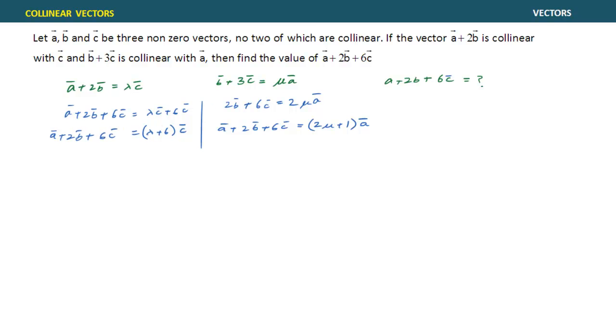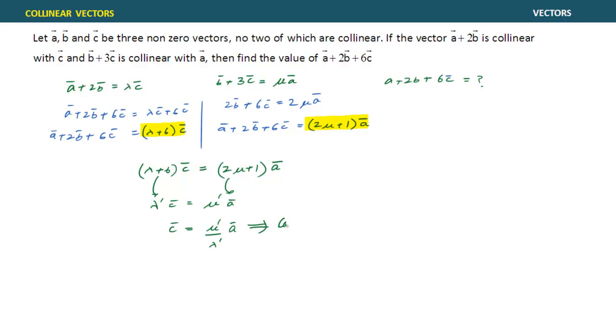So that means the value of both the RHSs, these are the two RHS, should also be equal, right? And if we make them equal, this comes out to be lambda plus 6 times c vector is equal to 2 mu plus 1 times a vector. Can you see that this is nothing but a scalar quantity? Let me call it lambda dash c, and this is another scalar quantity. Let me call this mu dash a vector. So actually what you have done is you have represented this something like this, which is nothing but the definition of collinear vectors. So you have actually proved that a and c are collinear vectors.